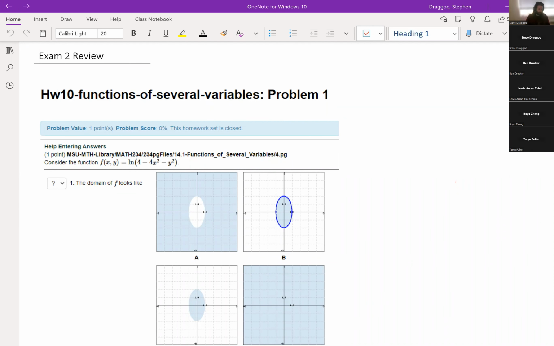Okay, so here we go with the exam 2 review for summer semester 2023. And we're looking at the exam 2 review for Math 234, which is multivariable calculus. All right, introductions out of the way. Let's do this.